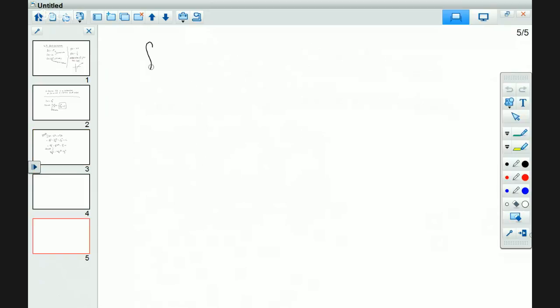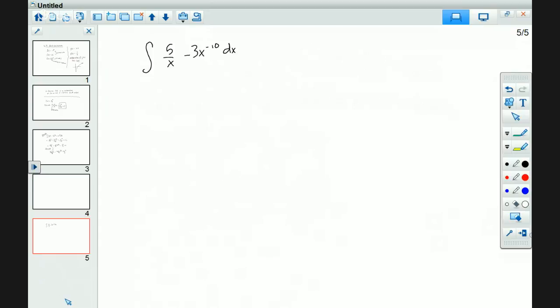No, it's just a symbol. That means antidifferentiate. It's not a Greek letter. A lot of times we use those, but not in this case for some reason.